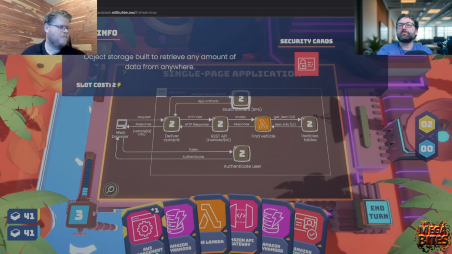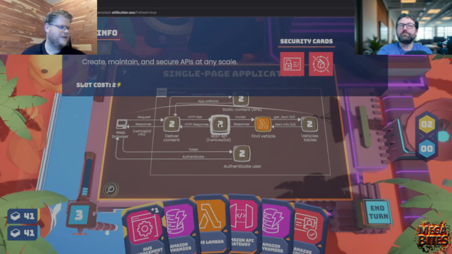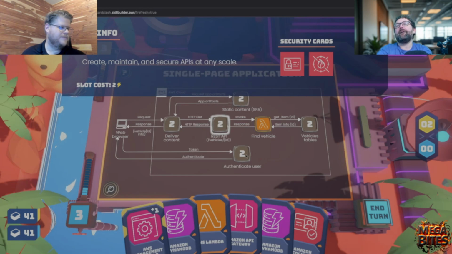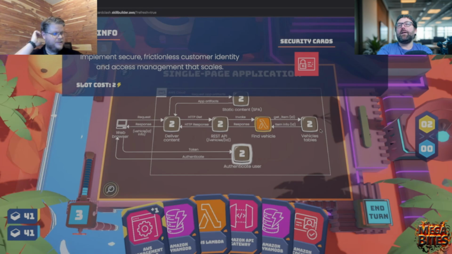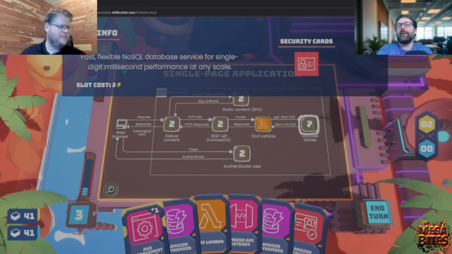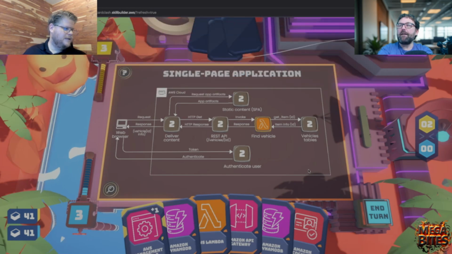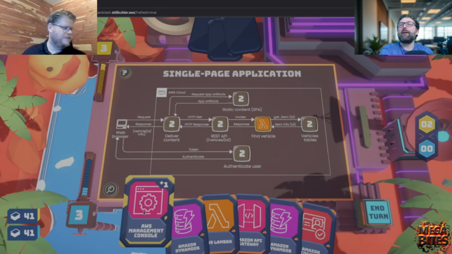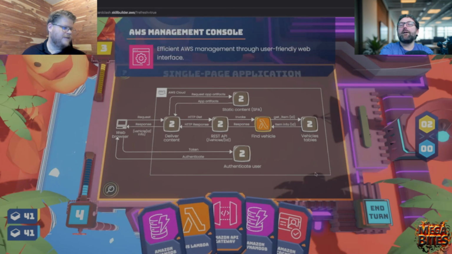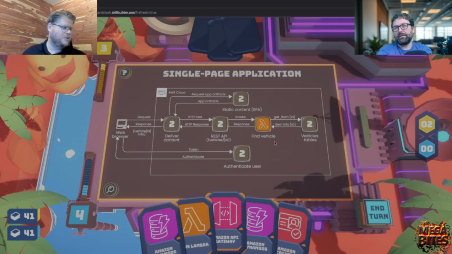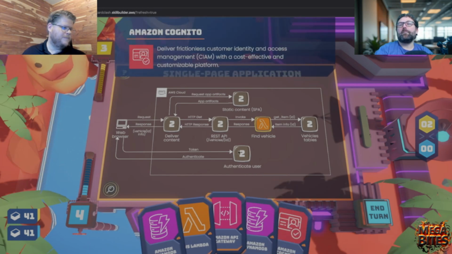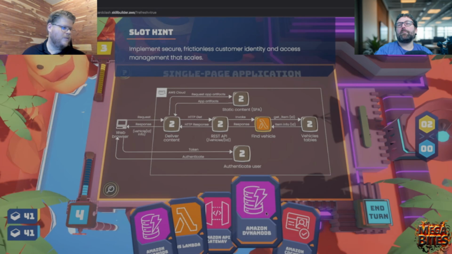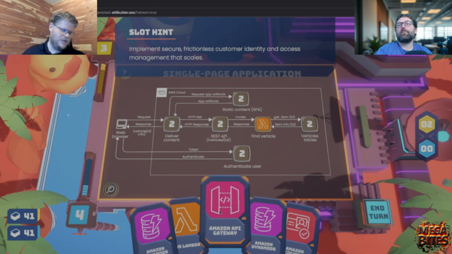API. Implement secure, frictionless customer identity and access management that scales. Fast SQL, NoSQL, or a fast, flexible NoSQL database. Okay. So let's play our energy. Everything is 2 points here. So I'm going to guess that Cognito is the authentication tool. Yes. DynamoDB in the back. I'm guessing CloudFront, API Gateway, and S3.